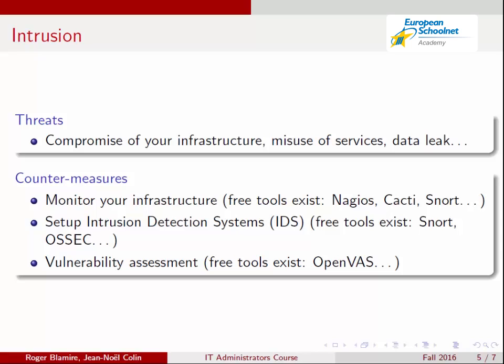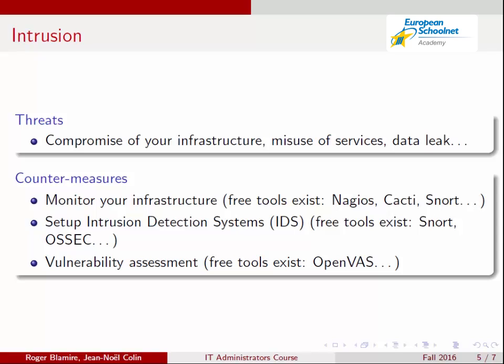Countermeasures here will probably go with a proper detection mechanism. So monitor your infrastructure. Make sure you have tools running that check the status of your services, check what's happening on the network. So you can use tools like Nagios, Cacti, Snort, all those tools that will monitor the system and make sure everything is running smoothly. You can set up intrusion detection systems, which are more advanced tools to monitor the traffic and the activity on your machines and try to identify possible intrusion incidents.